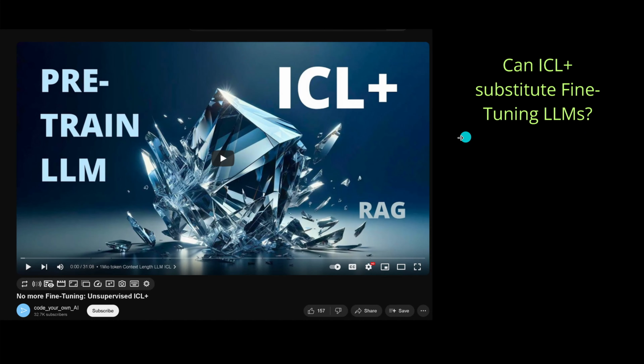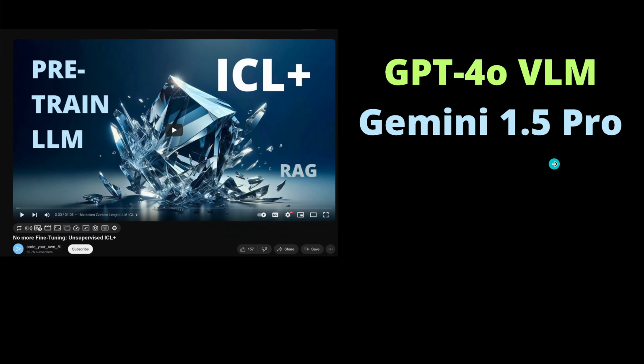model. You remember in my other videos I showed you that we can use in-context learning plus, and the plus indicates a context length of more than 1 million tokens. And for text only, we said, hey, can ICL Plus substitute all the fine-tuning that we do with our LLMs? Is there a cheaper, faster methodology? And for text, we found it. But now we have to answer this question for vision language models.